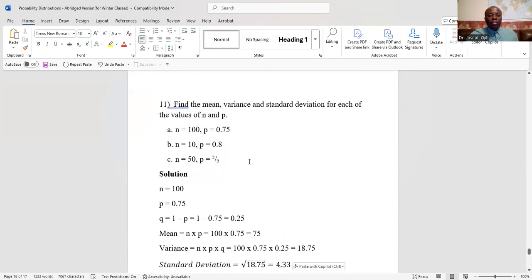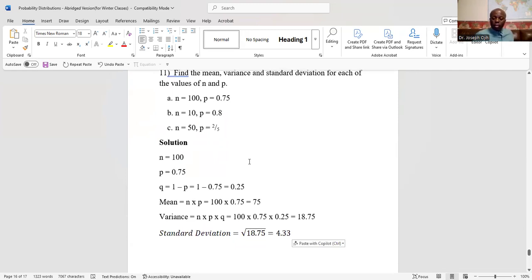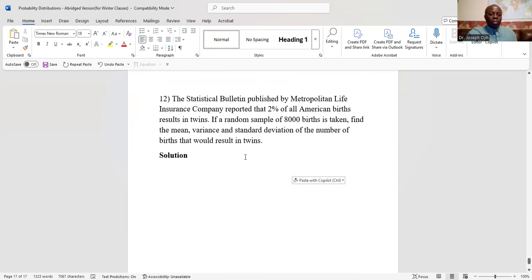Any question on this, guys? No questions. Okay, then let us round up. Look at the application here. It says the statistical bulletin published by the Metropolitan Insurance Company reported that 2% of all American bets result in twins. A random sample of 8,000 bets is taken. Find the mean, variance, and standard deviation of the number of bets that will result in twins. How many sample? 8,000 bets. So our n equals 8,000 bets.